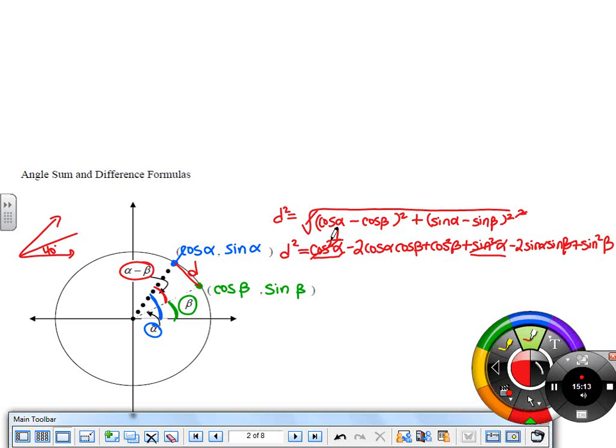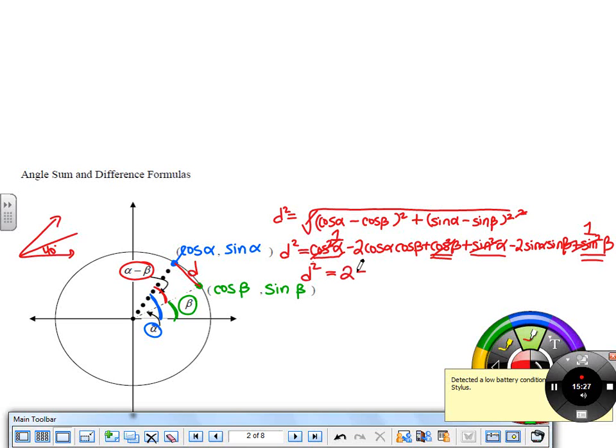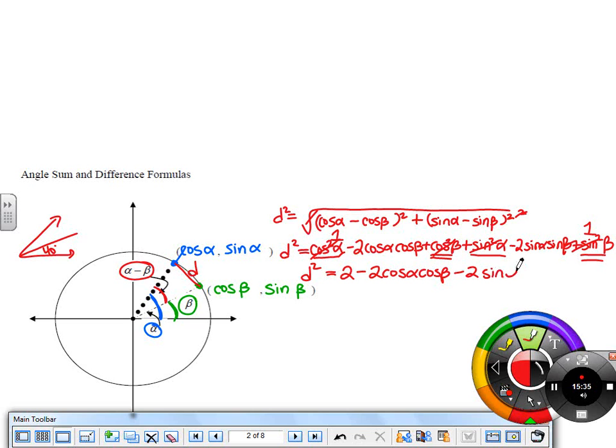Oh, there's another one, right? Cosine squared beta plus sine squared beta also equals 1. So 1 plus 1 is 2. I can do that. Very good. Yes, I'm good. Aren't you glad I'm your math teacher? I've got my 1 plus 1 down. Sine alpha, sine beta. Okay, I can't really do anything else. That's it. It's as simple as it gets.